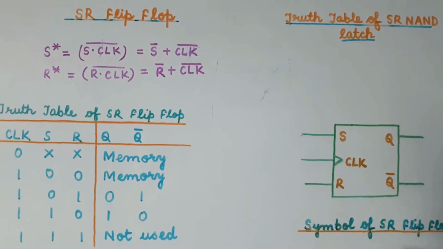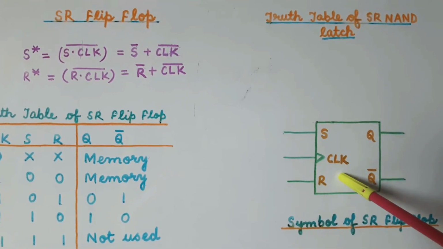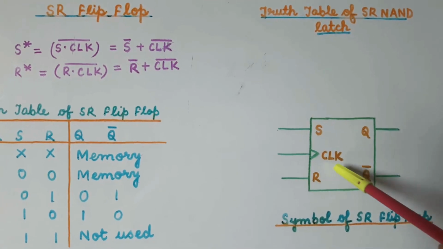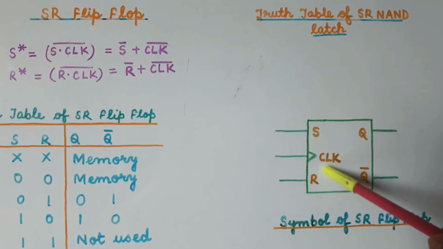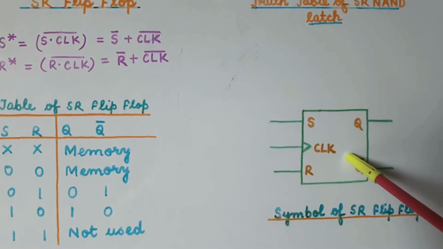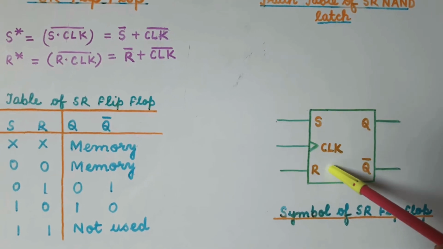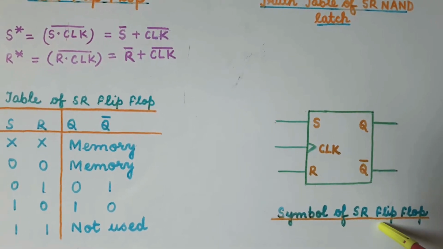From this symbol of SR flip-flop, we find that it has three inputs S, R and clock and two outputs Q and Q bar, and this arrow here represents that this flip-flop is edge triggered. If this arrow was not there, then it means that it is level triggered. So this is the symbol for SR flip-flop.